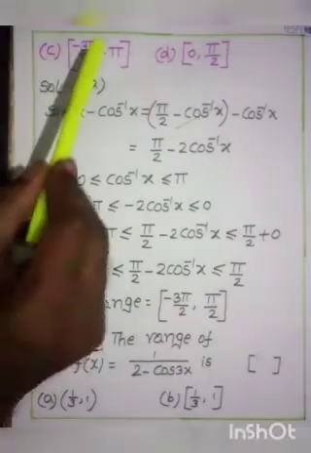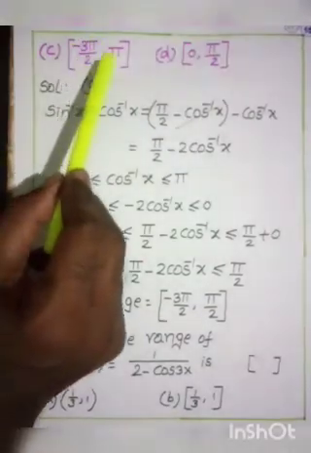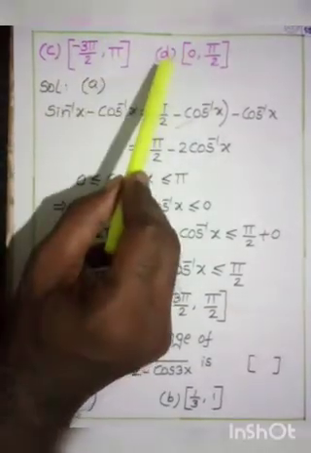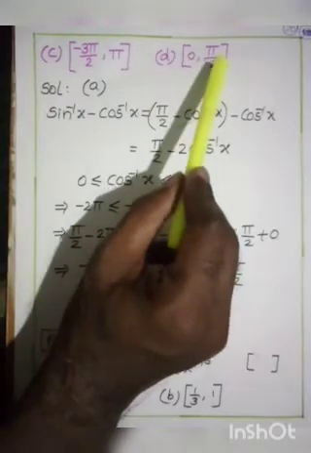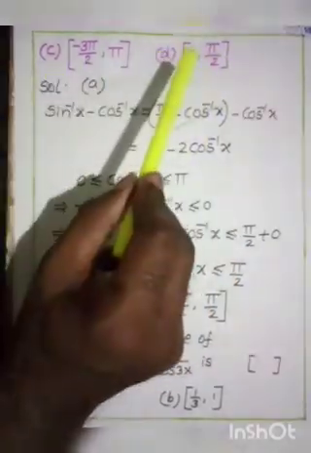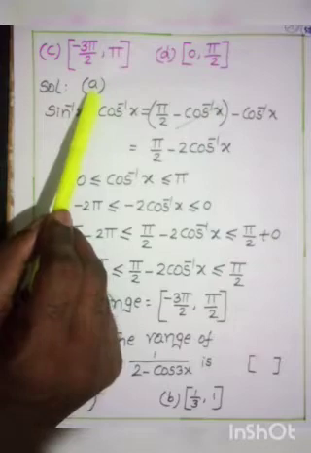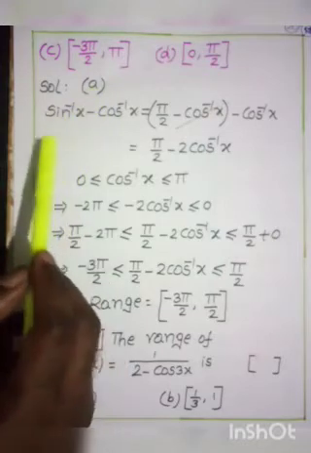Option C, closed interval minus 3 pi by 2 comma pi, and option D, closed interval 0 comma pi by 2. Out of all these four options, the first option is the correct option. Let us see the explanation.